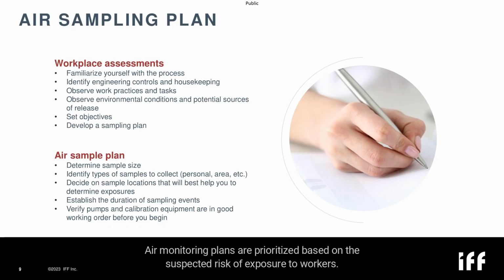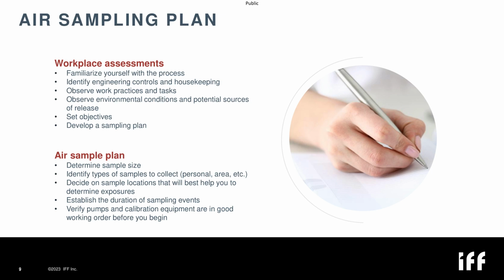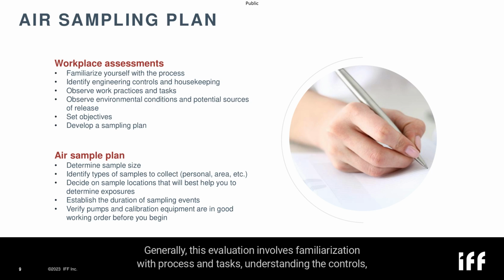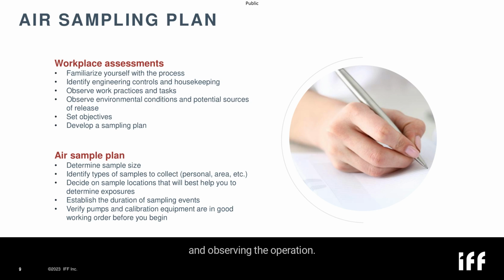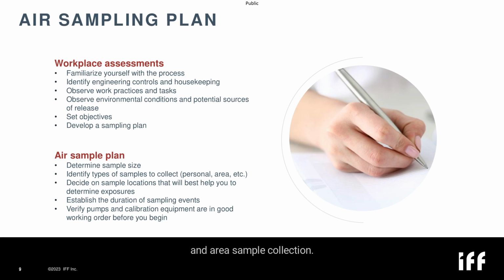Air monitoring plans are prioritized based on the suspected risk of exposure to workers. A qualitative evaluation or risk assessment should be conducted before enzyme sampling. Generally, this evaluation involves familiarization with process and tasks, understanding the controls, and observing the operation. Once the workplace assessment has been completed, an air sampling plan can be designed for personal and area sample collection.